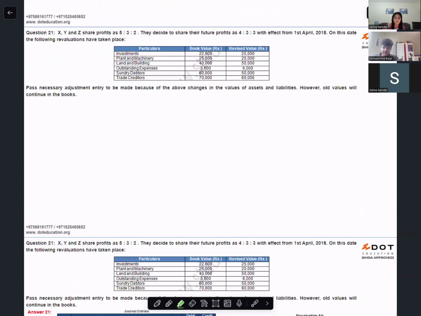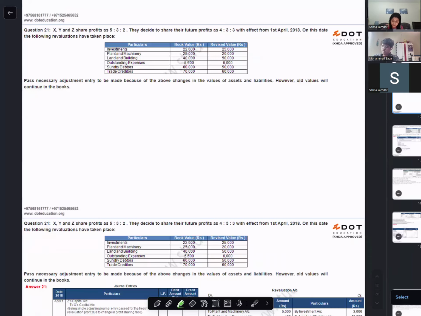In revaluation, there is a good side and a bad side. If you want the old values to continue in the books, then what will you do? You will pass adjusting entries. Perfect. If you want a new value, then you use the revaluation account. Very good. Okay, so I wanted you to read this question.